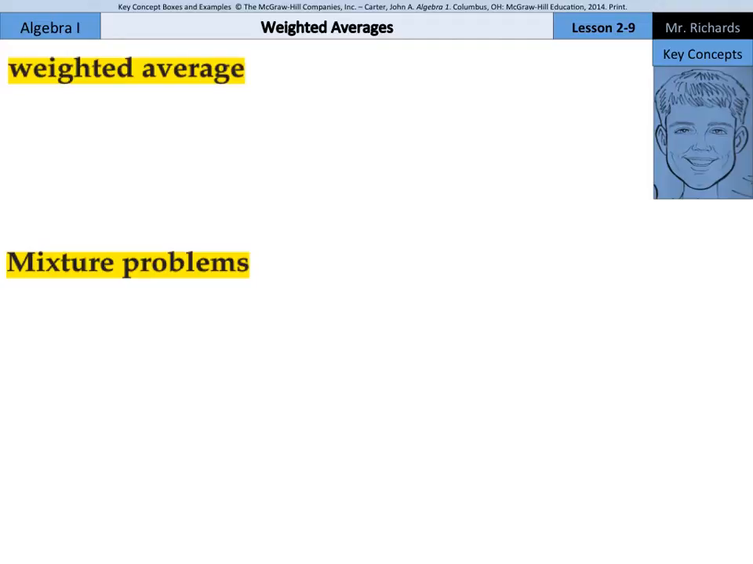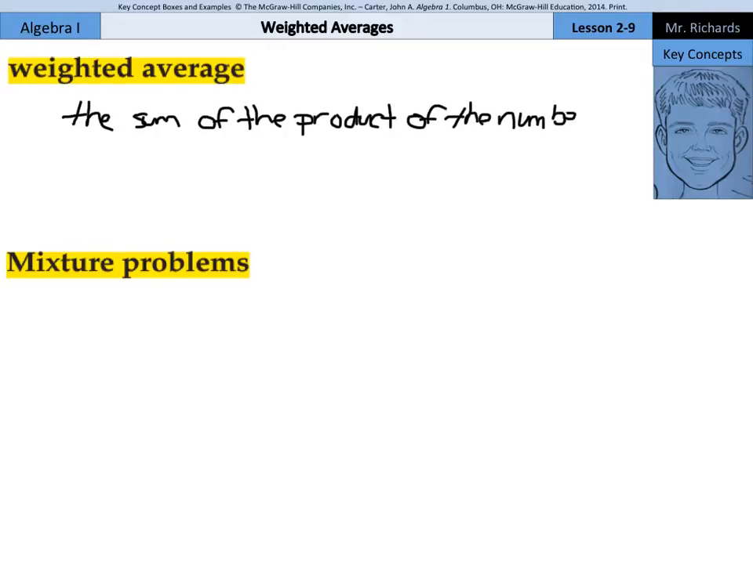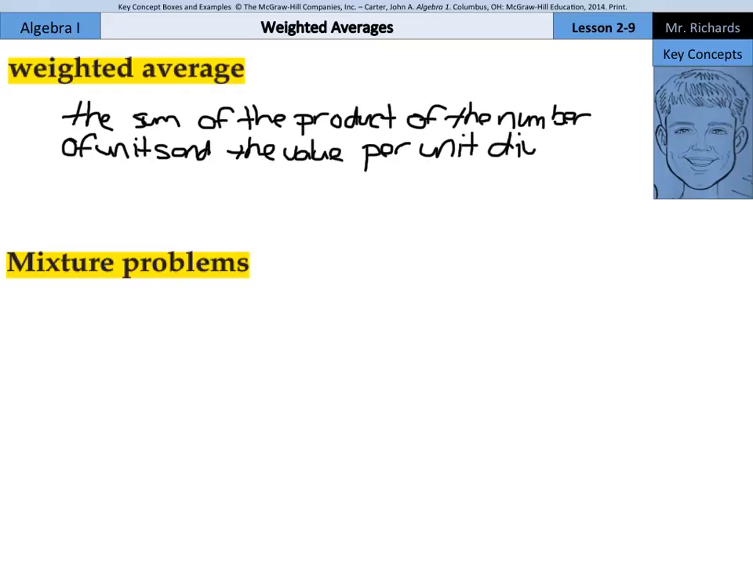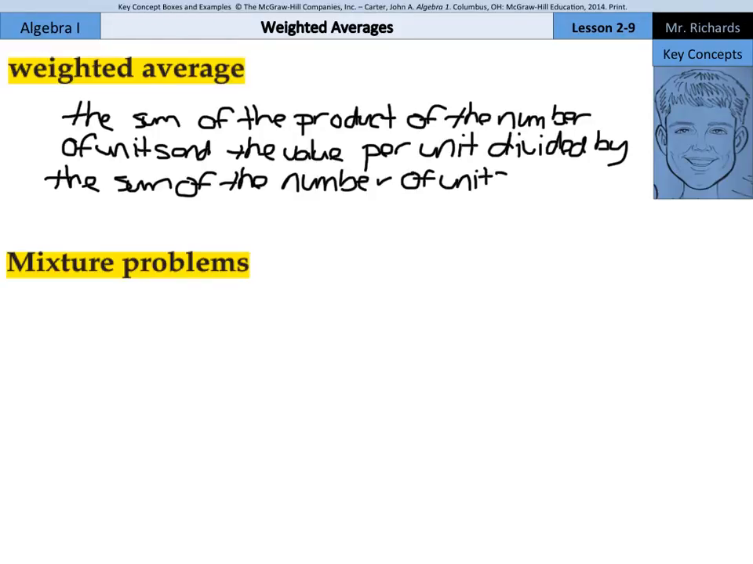We'll also be solving mixture problems in this lesson, but first, the definition of weighted average is the sum of the product of the number of units and the value per unit, divided by the sum of the number of units, which is going to be represented by M.